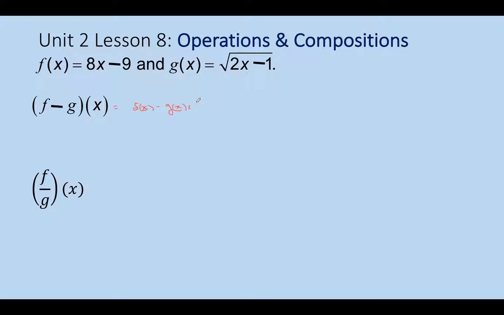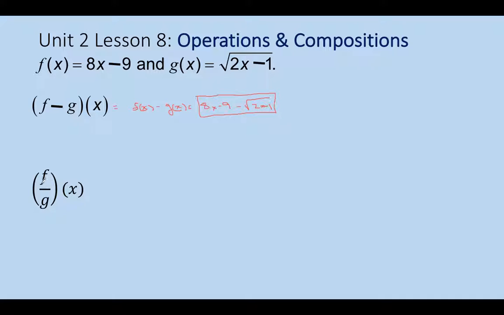And when I've got that, well, I guess I'm just straight plugging these in. I would have 8x minus 9 minus radical 2x minus 1. At this point, I would combine any like terms if I could. Do I have any like terms to combine? Nope. So that's pretty much it. That's my answer.